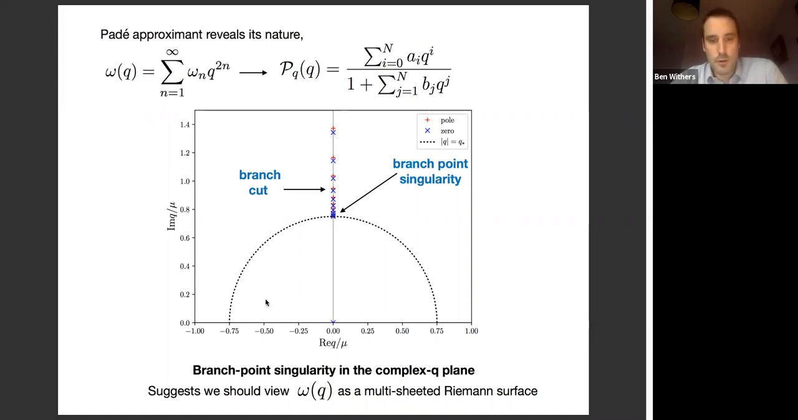So what you learn, therefore, is that the radius of convergence of this series is set by this branch point singularity in the complex q plane. In other words, there's a square root here. You should view this whole thing as one sheet, and then it becomes connected to other sheets along this branch cut, and the point where it degenerates is the branch point singularity. So we should now think about this omega of q as really being this multi-sheeted Riemann surface in the complex momentum plane.